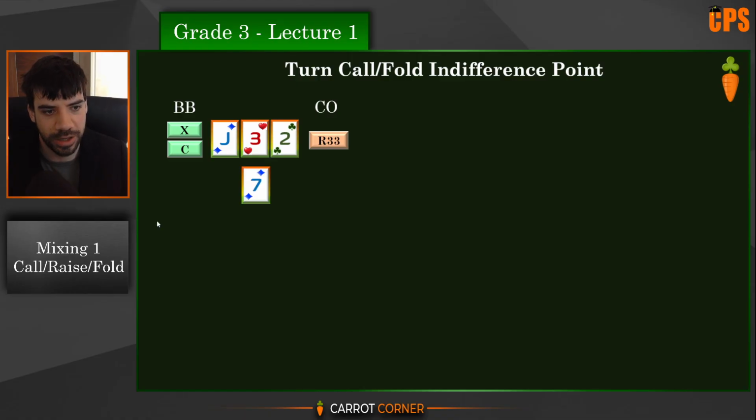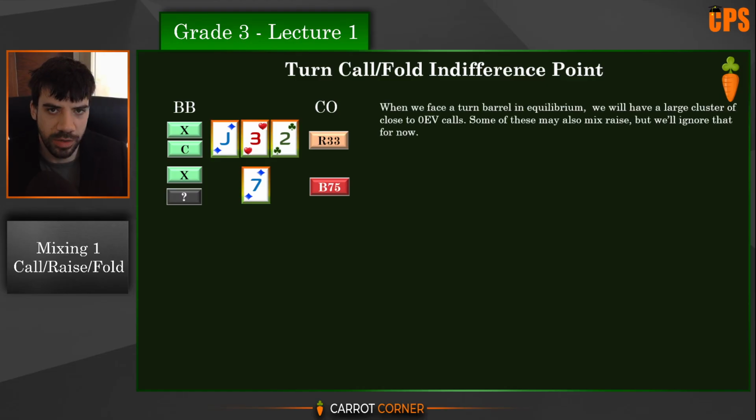7 of diamonds turn comes, and we check and face a bet, a second barrel. A very common and standard sort of line. We could also have faced an overbet here, as you'll know from previous grades of the Carrot Poker School, or just from your own level of ability if you're starting at grade 3. That would be fine, but many people will simplify to using this sizing, and it's big blind's decision point against this.